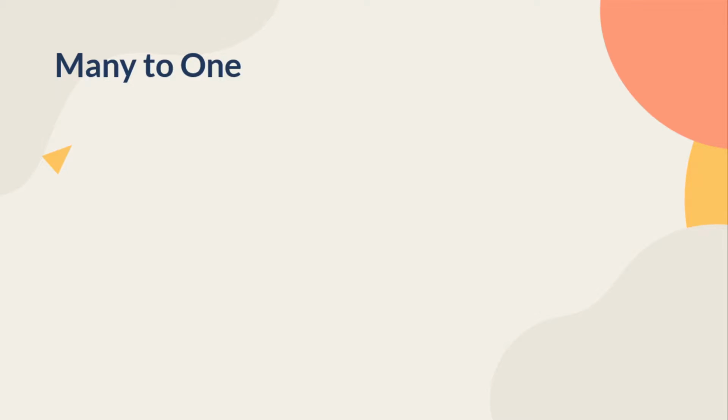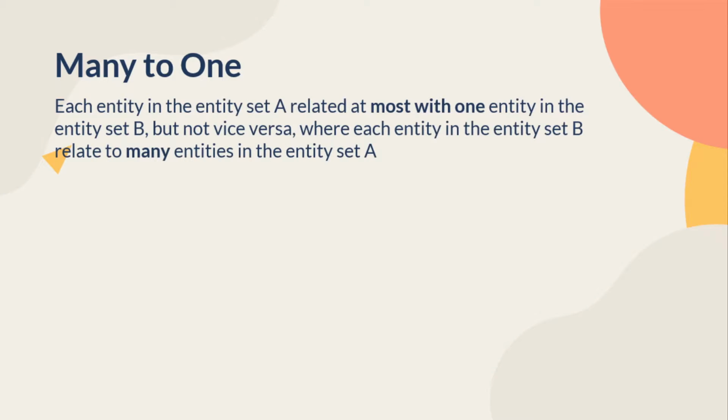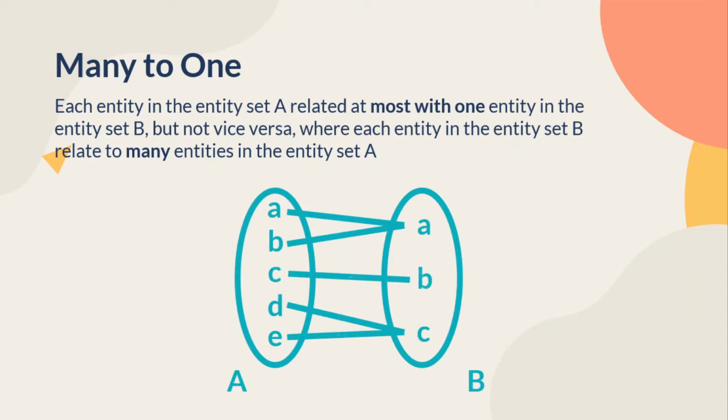The next is many-to-one relationship. In this relationship, each entity in the entity set A is related to at most one entity in the entity set B, but not vice versa. Each entity in the entity set B relates to many entities in the entity set A. This picture shows you about many-to-one relationship.